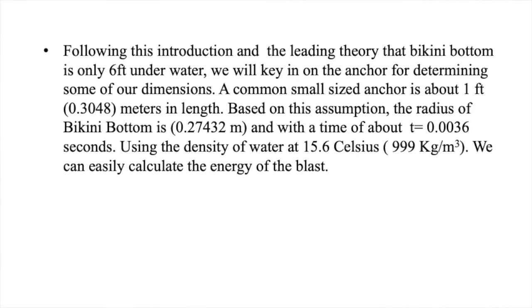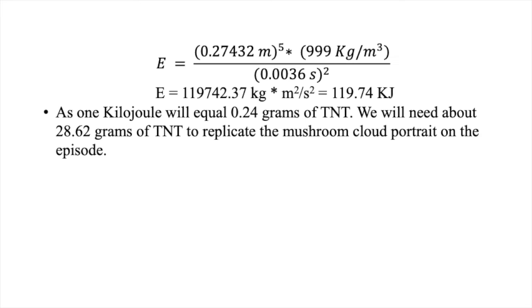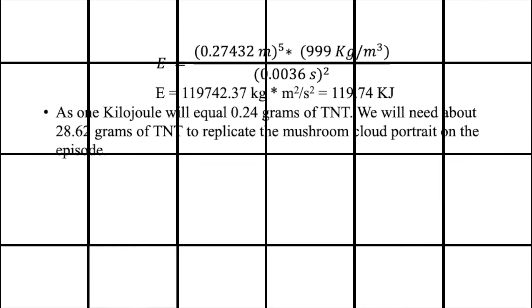Following this introduction and the leading theory that Bikini Bottom is only 6 feet underwater, we're going to use the size of a small anchor for the radius. We're going to use the density of water at 15.6 Celsius and a determinate time to calculate the energy released by the explosion. After doing this calculation, we get that the energy released was 119.74 kilojoules. Based on that 1 kilojoule equals 0.24 grams of TNT, we will need about 28.62 grams of TNT to replicate the mushroom cloud portrayed in this episode.